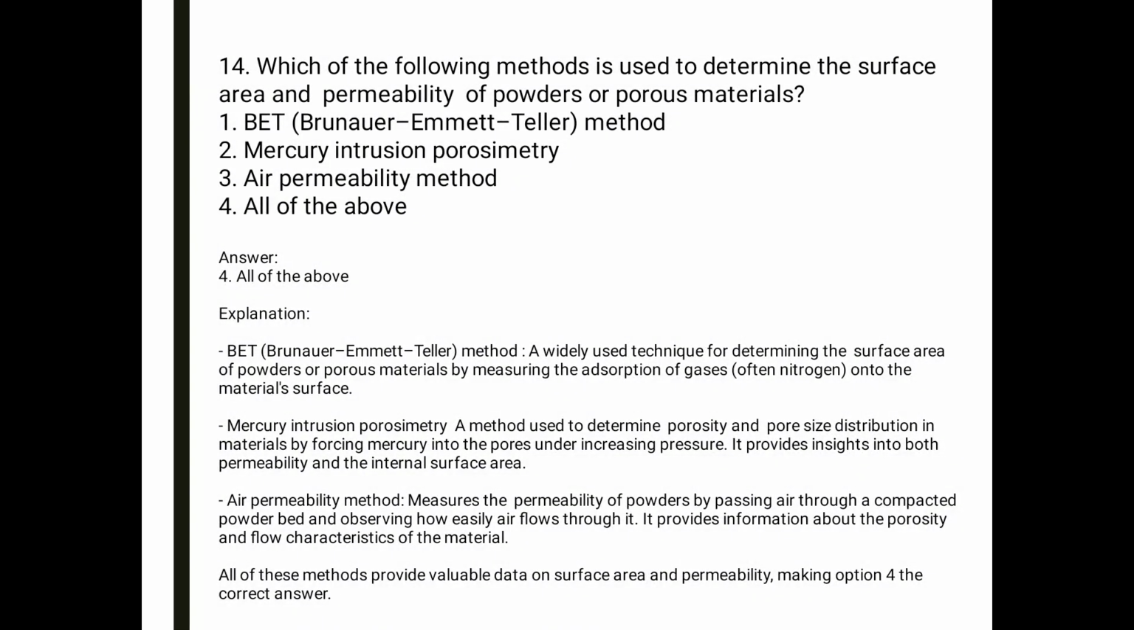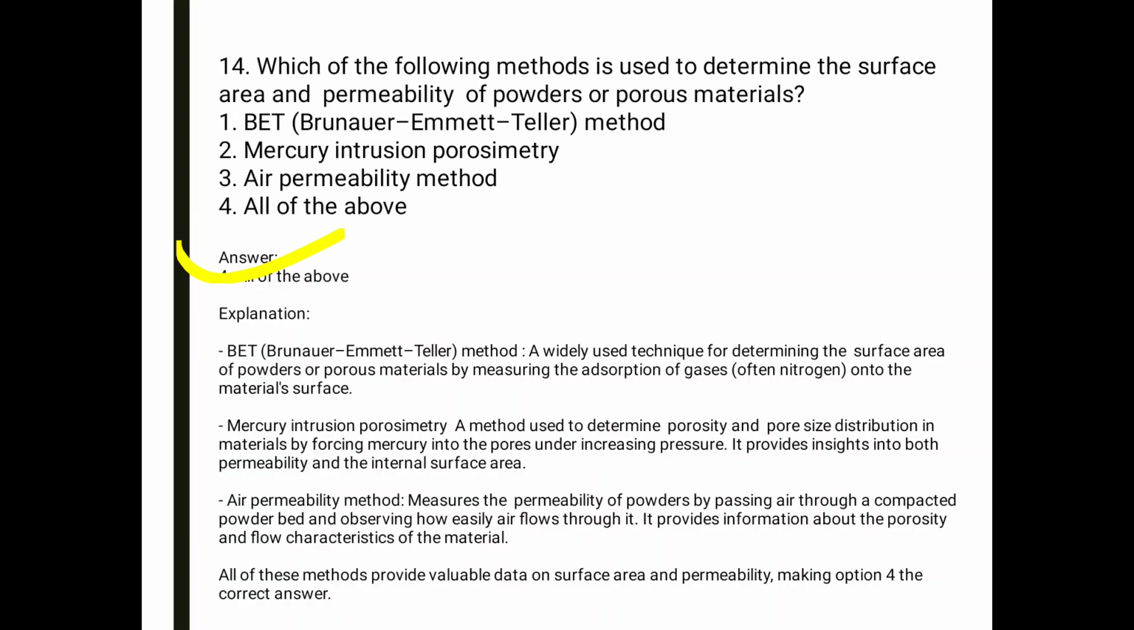Next, which of the following methods is used to determine the surface area and permeability of powders or porous materials? First, BET method. Second, mercury intrusion porosimetry. Third, air permeability method. And fourth, all of the above. All of the above is the correct answer.